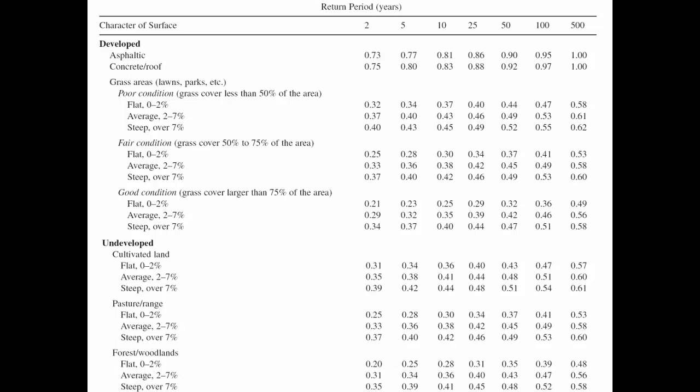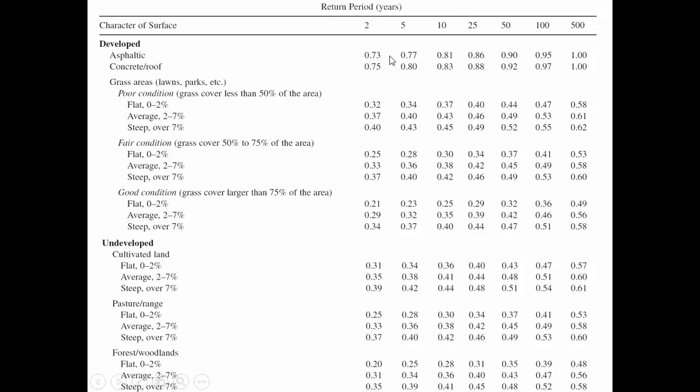Here are the tables that illustrate typical C values for different surfaces. So you can see like an asphalt versus a concrete roof, and the columns are corresponding to different return periods. And what you'll notice is as the return period goes up, that's a bigger intensity storm. So there's a trend there. So think about the way that a concrete surface behaves during a 2-year storm versus a 25-year storm.